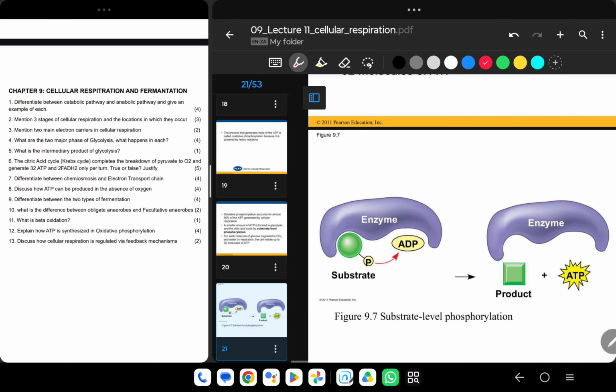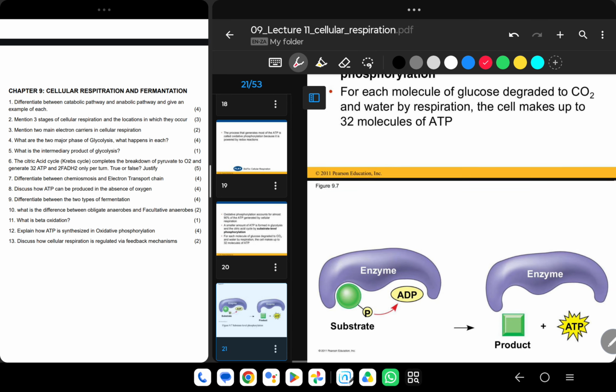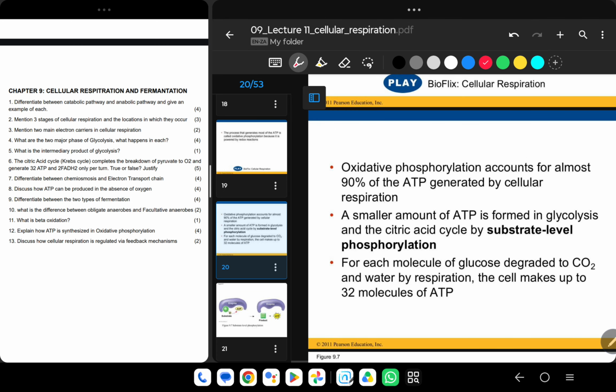You must also understand that for each molecule of glucose degraded to carbon dioxide, remember carbon dioxide gets formed in the citric acid cycle, and water by respiration, the cell makes up to 32 molecules of ATP. So this is the amount of ATP that gets formed in cellular respiration.